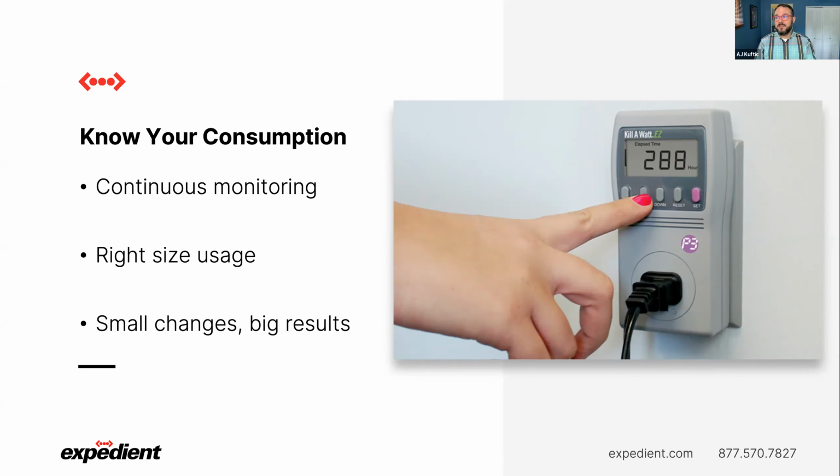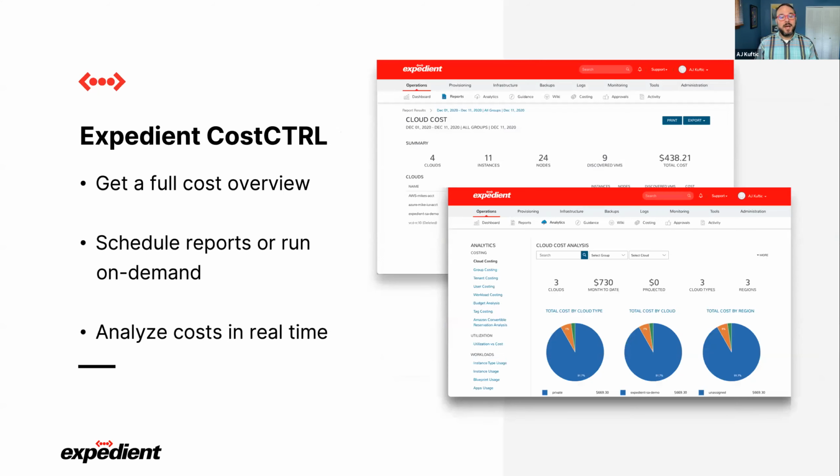And in order to do things like this, you need a tool. And we have one. So we have our Expedient Cost Control. This is a full cost overview, so I can connect all of my individual accounts and see my true cloud spend.